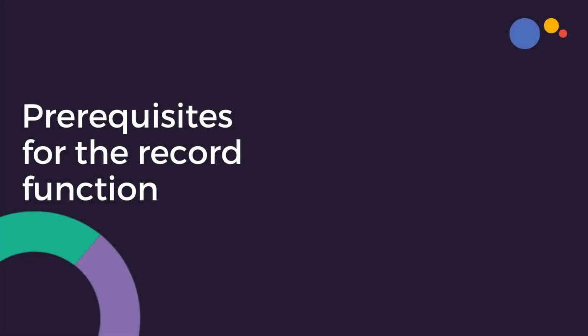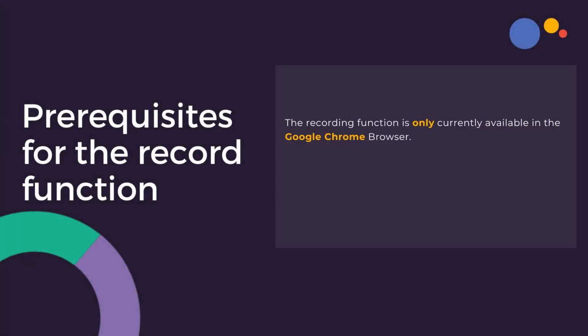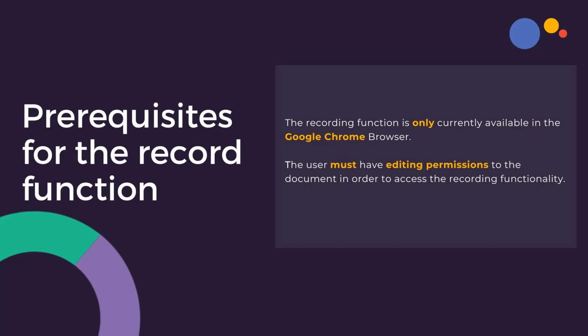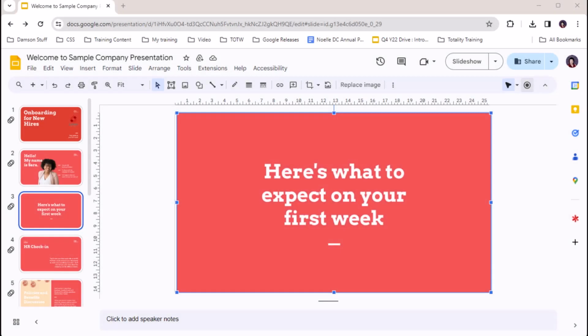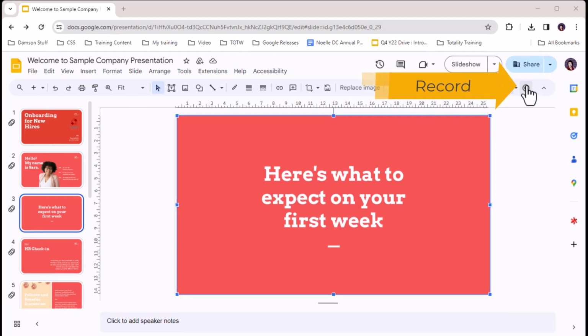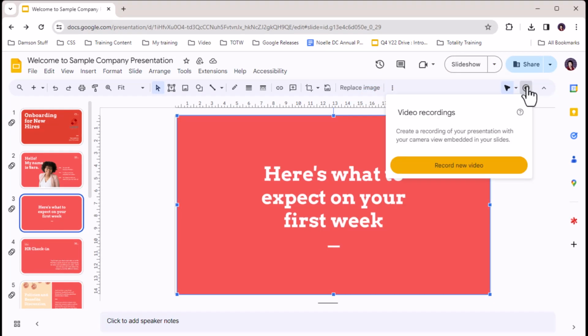So, let's take a look at how we access the function. First up, it's important to note that the recording function is only available currently in Google Chrome browsers. Secondly, the user must have editing permissions to the document in order to access the recording functionality. The record icon appears here on the toolbar. Click to reveal the pop-up menu and select Record New Video.